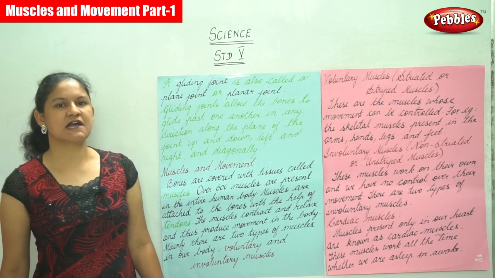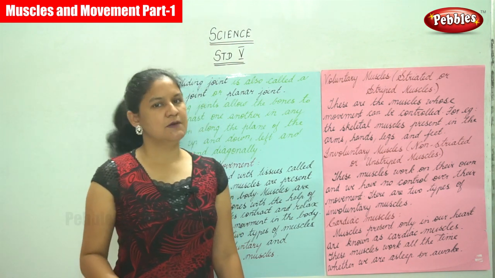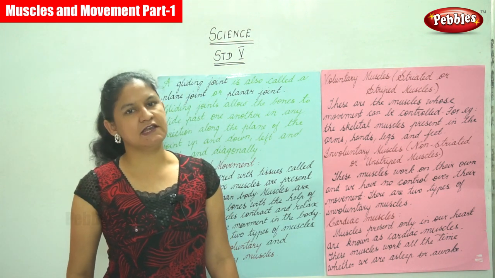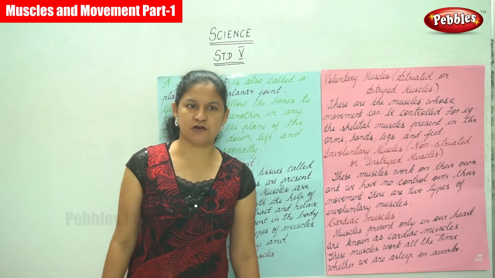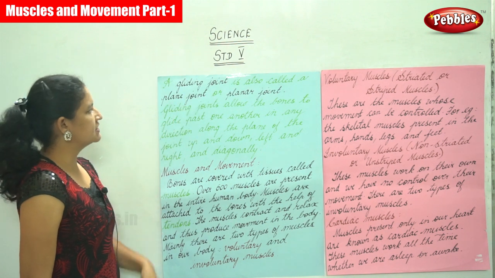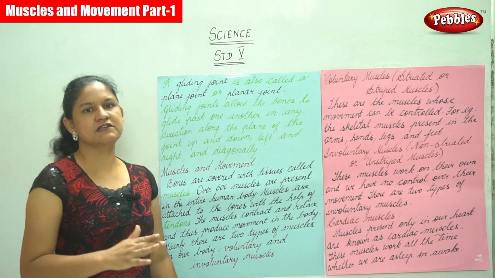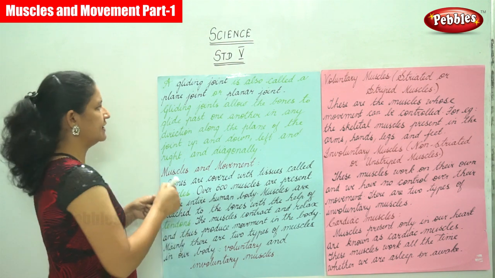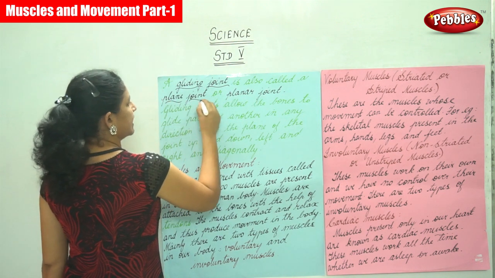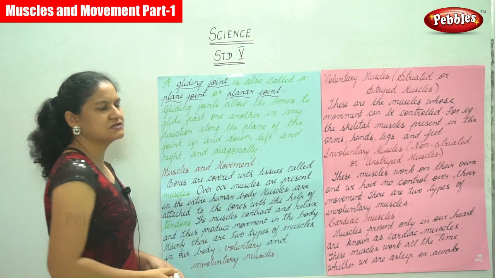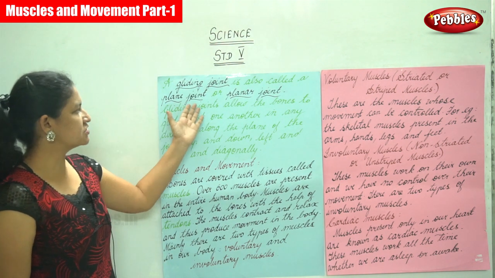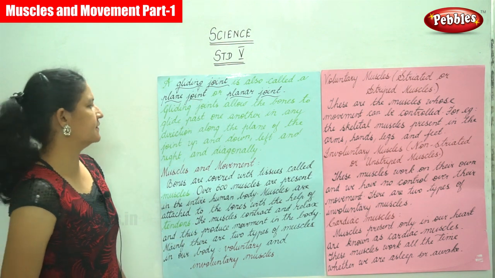So we've seen the different types of movable joints, that is your pivot joint, your ball and socket joint, and the sliding or gliding joints. Next, we see that a sliding joint is also called a gliding joint, and a gliding joint is also called a plane joint or your planar joint.